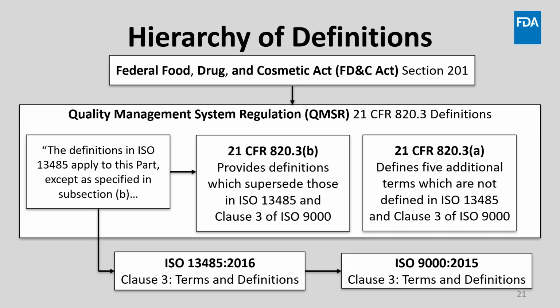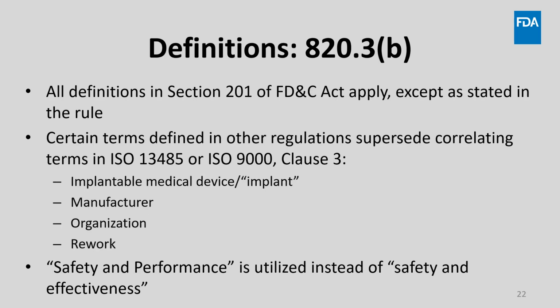Then last, and completing our flowchart in this slide, we have the definitions and the standards themselves. We have the terms and definitions found in Clause 3 of ISO 13485-2016, and then those of Clause 3 of ISO 9000-2015. These definitions, like the standards themselves, are incorporated by reference. The QMSR identifies which definitions supersede the definitions found in the various standards.